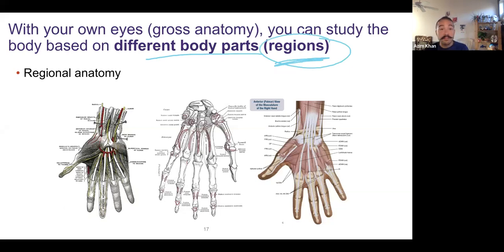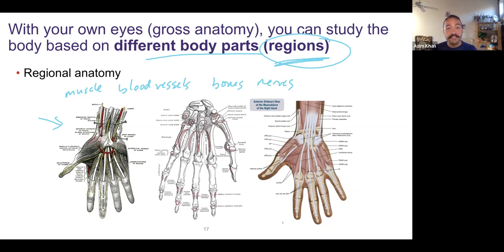For example, let's say you are a doctor that specializes in the hand. So you know about everything else, but you really know all about the hand. The hand has a lot of different things. You have muscle, you have blood vessels, you have bones, you have nerves, and many other tissues. It's very intricate.